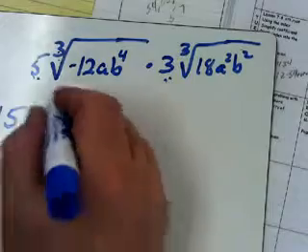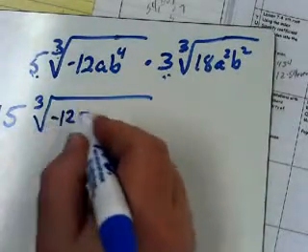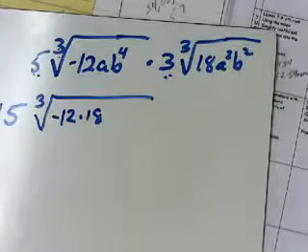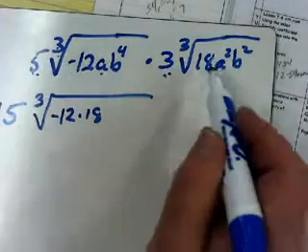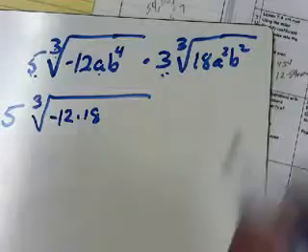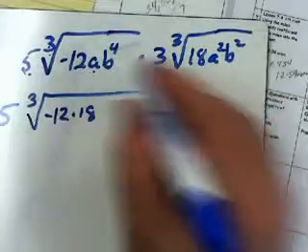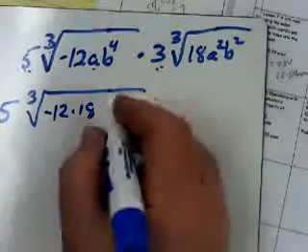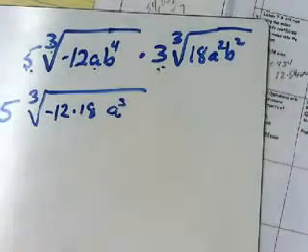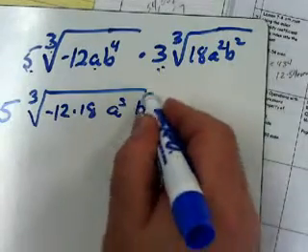The cube root of negative 12 times 18. Take a times a to the second. What's a times a to the second? A to the third. What's b to the fourth times b to the second? B to the sixth, isn't it?